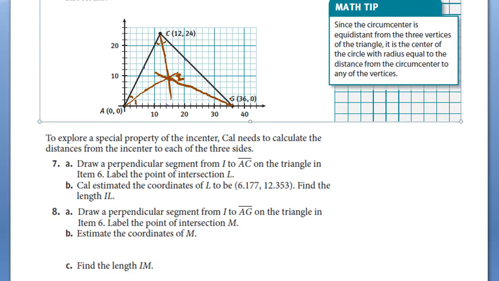To explore a special property of the incenter, Cal needs to calculate the distances from the incenter to each of the 3 sides. Number 7, draw a perpendicular segment from point I to segment AC and label that point L.